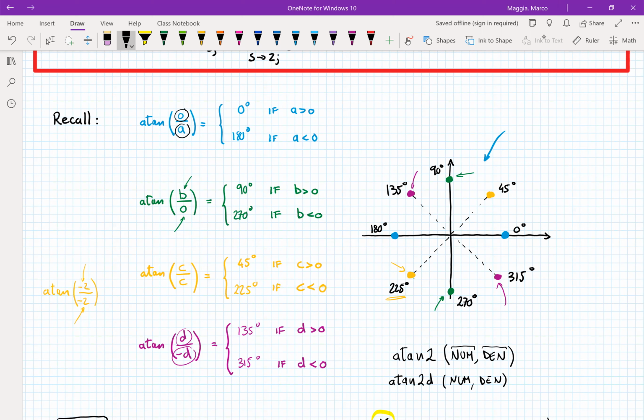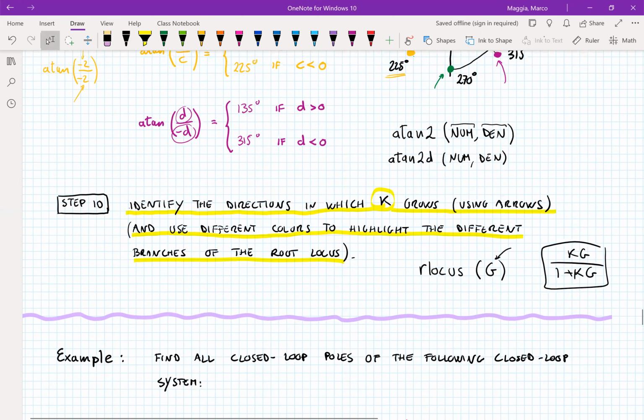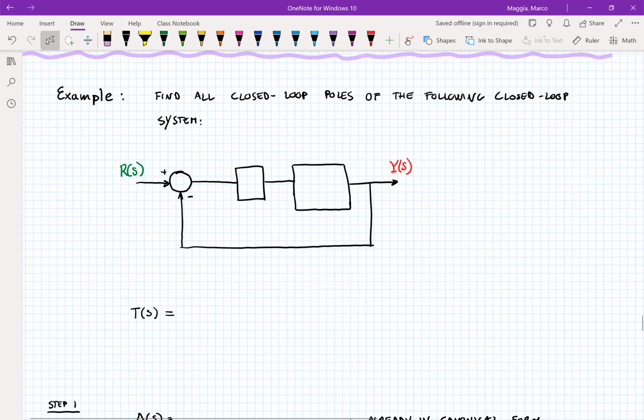But if you're just using a calculator, let me repeat it again. The only values that you will get will be between minus 90 and plus 90. So only in the first quadrant and the fourth quadrant. You will never get values in the second and third quadrant. So you have to be careful. And this is very important for this class. All right, with that being said, we're ready to take a look at an actual example.